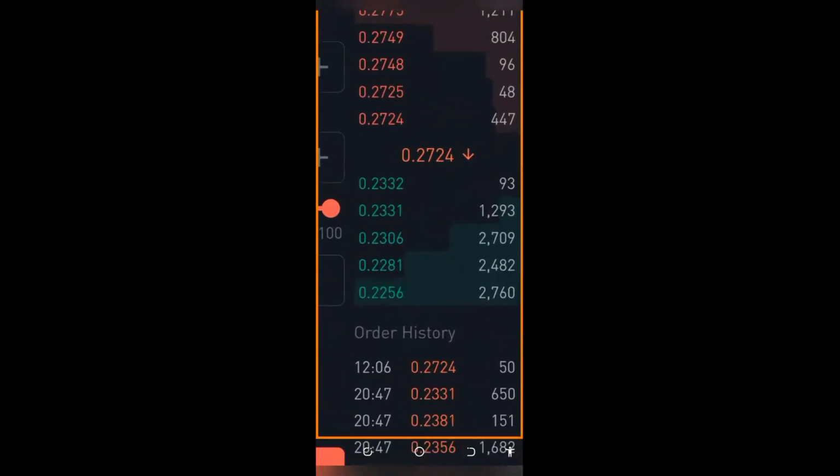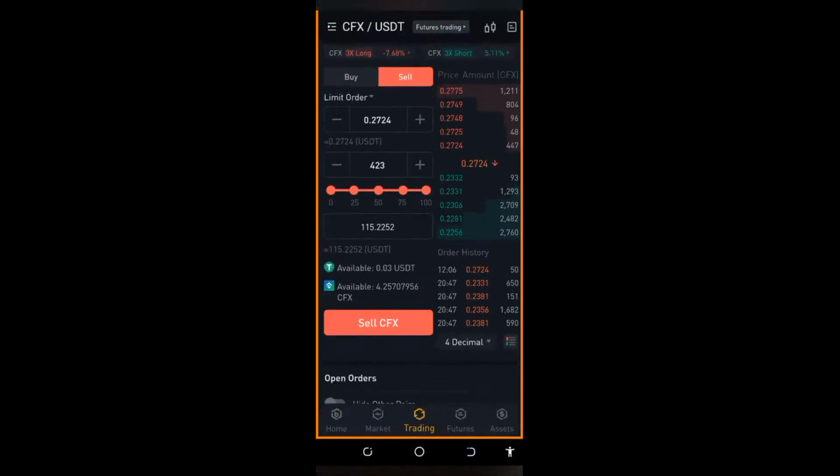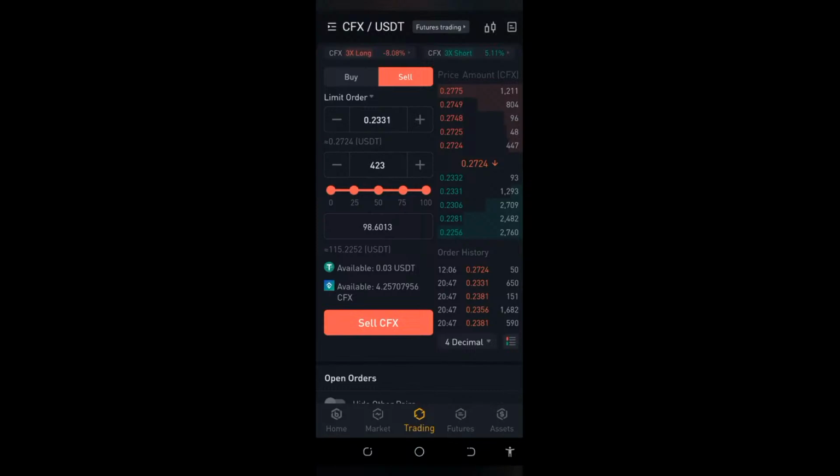Now, do we have anyone that can give us 423? The second green is 1,293 pieces, right? But don't forget that the amount we want to sell is 0.2724 to give us that. Now, can you see what we have here? We've got 0.2332 as the first leg and 0.2331. That's where the issue is, right? So if I click on the first one, it already shows me I'm going to make a loss.